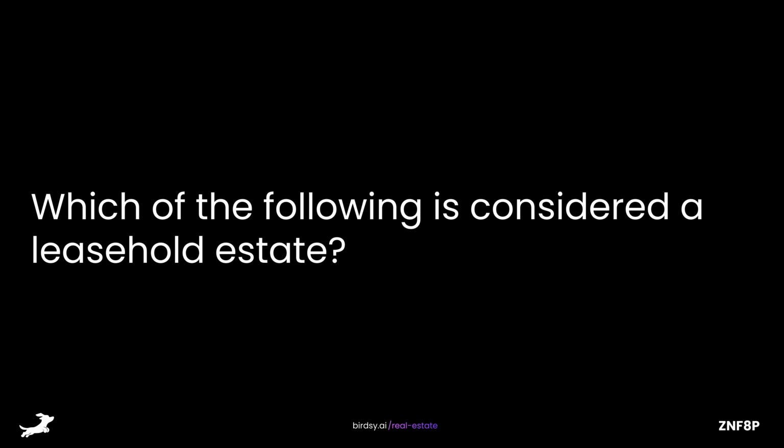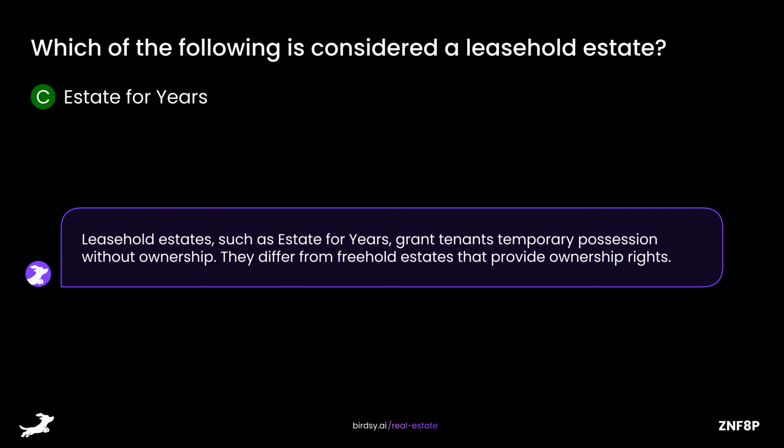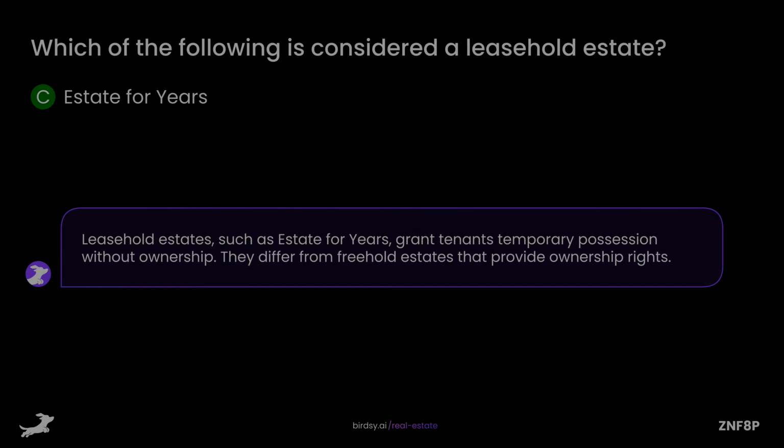Leasehold estates. Which of the following is considered a leasehold estate? Is it A, fee simple, B, life estate, C, estate for years, or D, easement? The answer is C, estate for years. Leasehold estates, such as estate for years, grant tenants temporary possession without ownership. They differ from freehold estates that provide ownership rights.